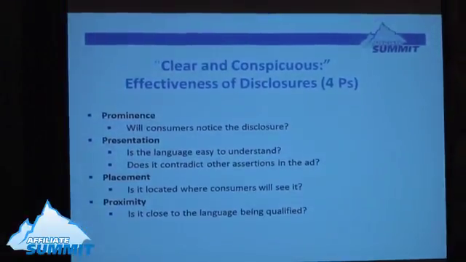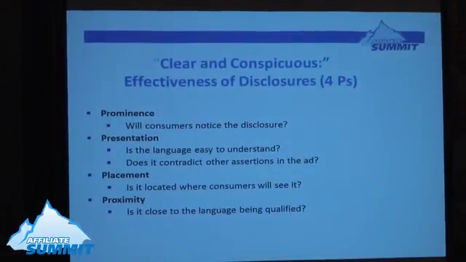The FTC requires that disclosures and disclaimers be, quote, clear and conspicuous. The 4 Ps for that are prominence. Will people see the disclosure? Presentation, is it plain English? Placement, is it located prominently where a person can see it? And proximity, is it close to the claim that's being qualified or to the order button in case of negative option or other offer term disclosures?